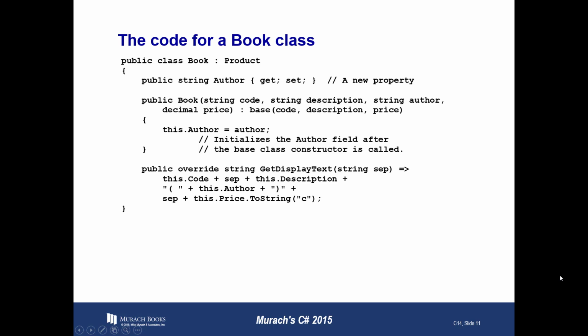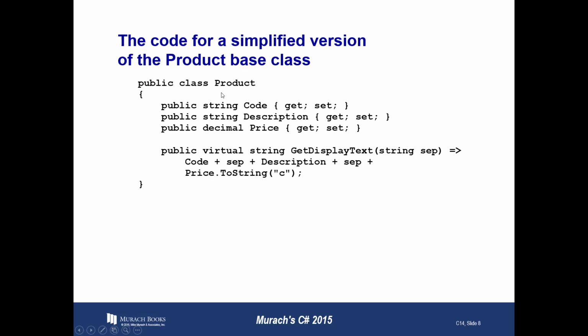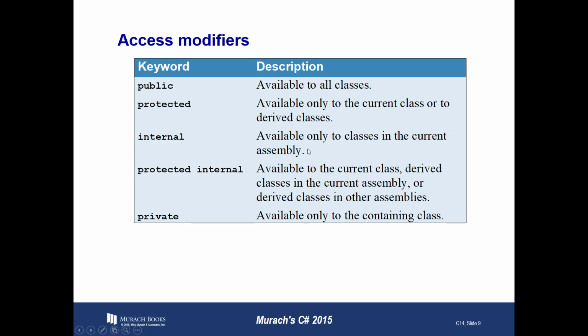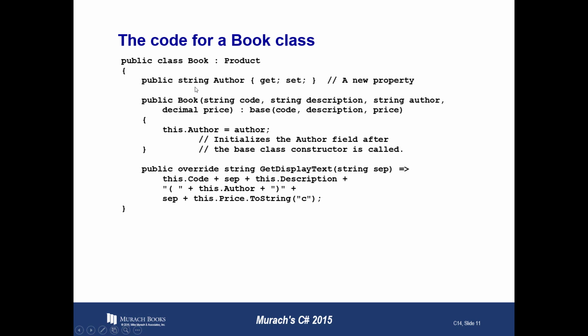So here's a book class. What do we have in here? Well, a book inherits from product. So it gets everything that you see here. So a book automatically has a code, a description, a price, and it has a GetDisplayText method available to it. But in addition, a book has an author. So that's what's new. So when I call this, all right, I want to be able to set the code, the description, the author, and the price. But the code, the description, and the price are going to be set in the parent class.